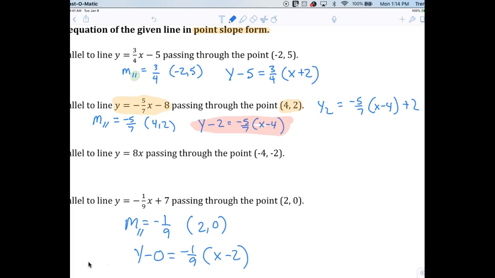Perfect. Anybody have any questions with that? Look how simple that was. In order to write the equation of a line, you need a point and a slope. That was simple. Does everybody agree?